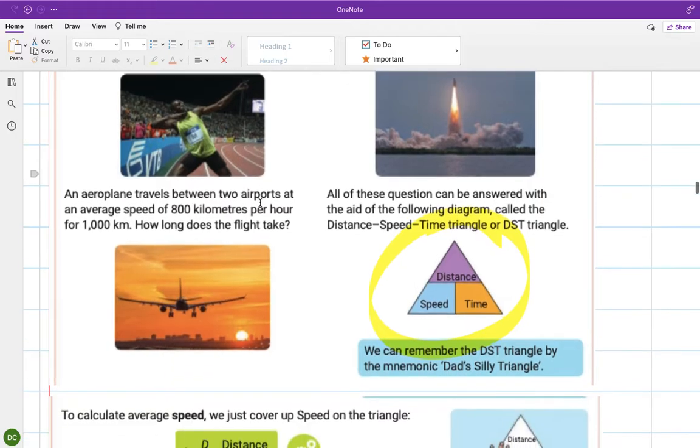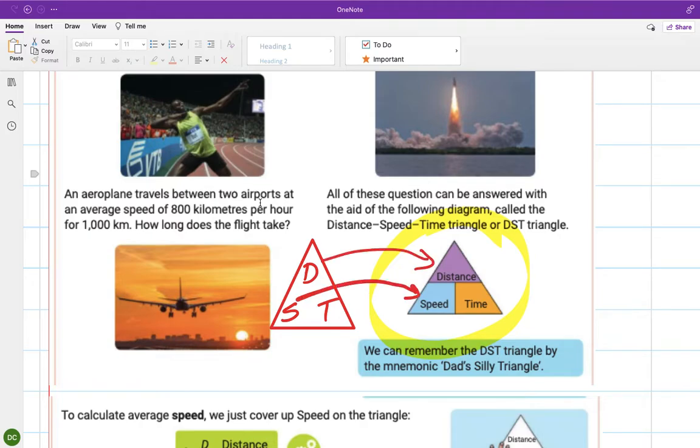Okay, this is called, you can see it just underneath, Dad's Silly Triangle, okay? And the reason it's called Dad's Silly Triangle is because we do D for Dad, S for Silly, and T for Triangle. But they also stand for distance, speed, and time. So Dad's Silly Triangle just helps you to put them into the triangle in order.